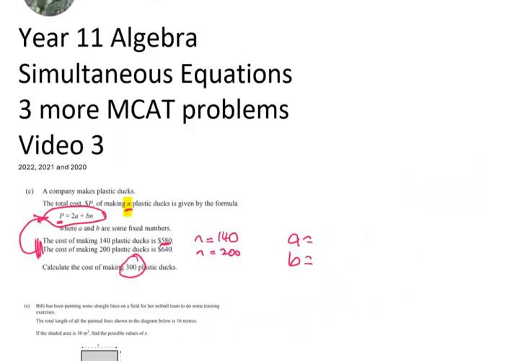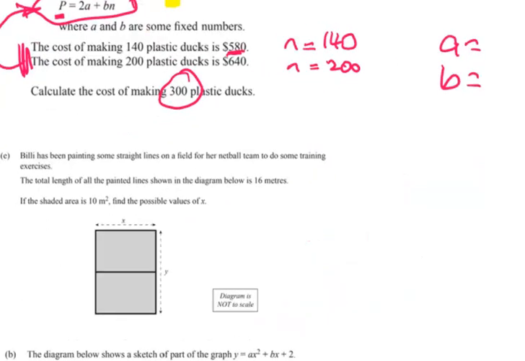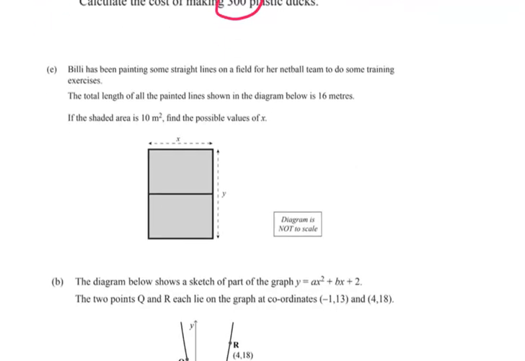Okay, let's look at the second question. This one is about painting lines on a field. So Billy has been painting some straight lines on a field for her netball team to do some training exercises. And we're given a couple of facts. We're told the total length of all the painted lines shown in the diagram below is 16 meters.